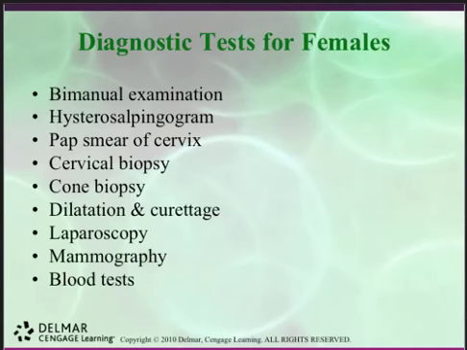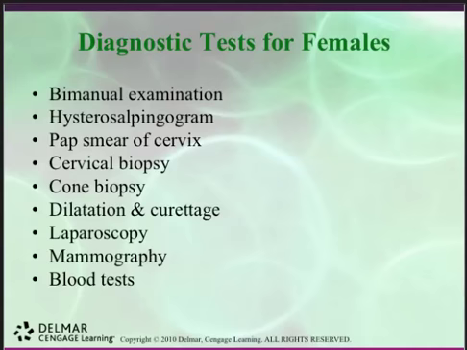A hysterosalpingogram is an X-ray test that examines the inside of the uterus and the fallopian tubes as well as the surrounding area. Now, cervical biopsy, I'm sure you have some familiarity with. That's simply an actual sampling of the cervical tissue followed by staining and examination under a microscope to look for any changes that could indicate infection or perhaps the development of cancer.